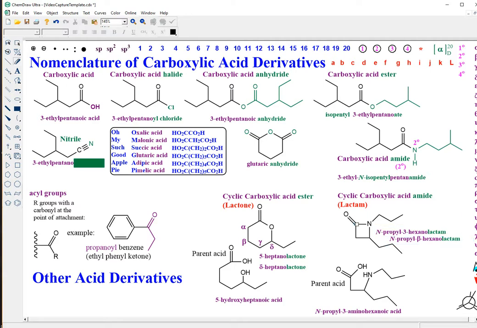In this case, the ring closed on carbon 3. So a 3-hexanolactam says the nitrogen's on 3 and the ring closes using carbon 3. Alternate: beta for 2 away from a carbonyl. And there's your alternate name.